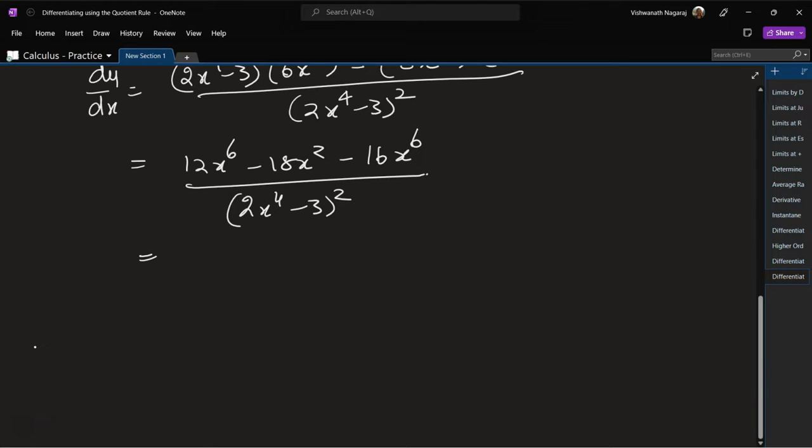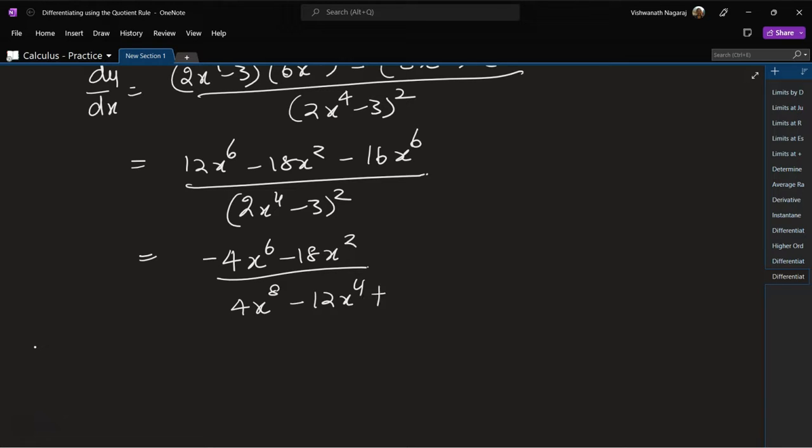So this gives us minus 4x to the power of 6 minus 18x square, by 4x to the power of 8 minus 2 fours are 8... 4 threes are 12, so 12x to the power of 4 and plus 9. We can't really simplify it further.